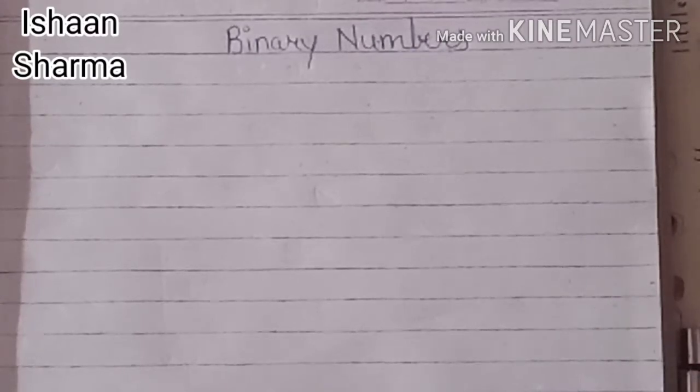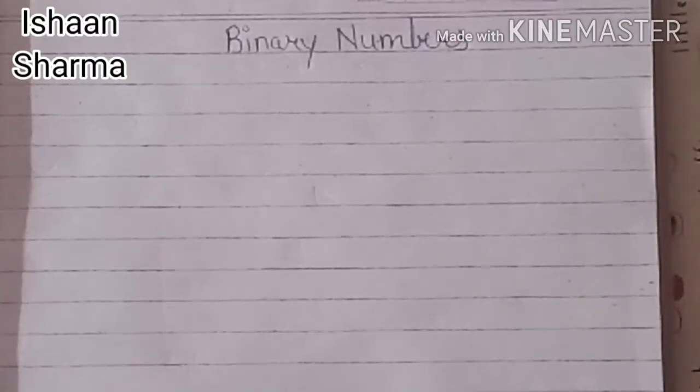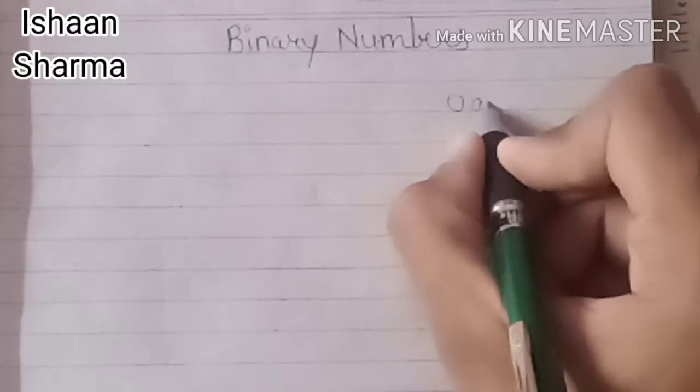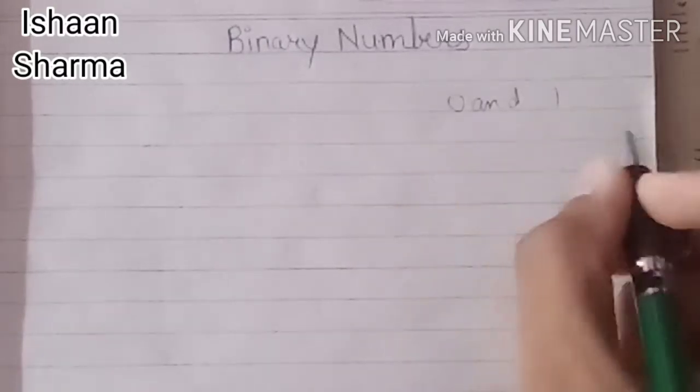Our today's topic is NDA binary numbers asked in NDA exams. So let us discuss what are binary and decimal systems. First, a binary number consists of only two symbols: 0 and 1 are used in the binary system.